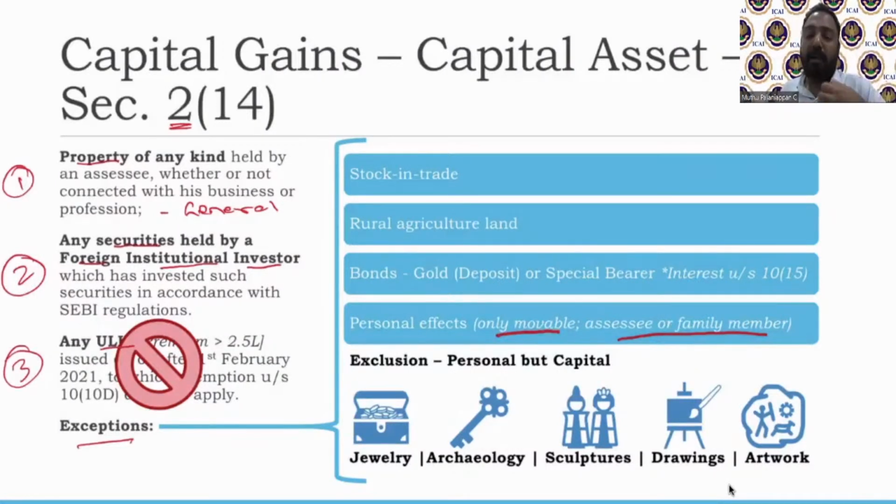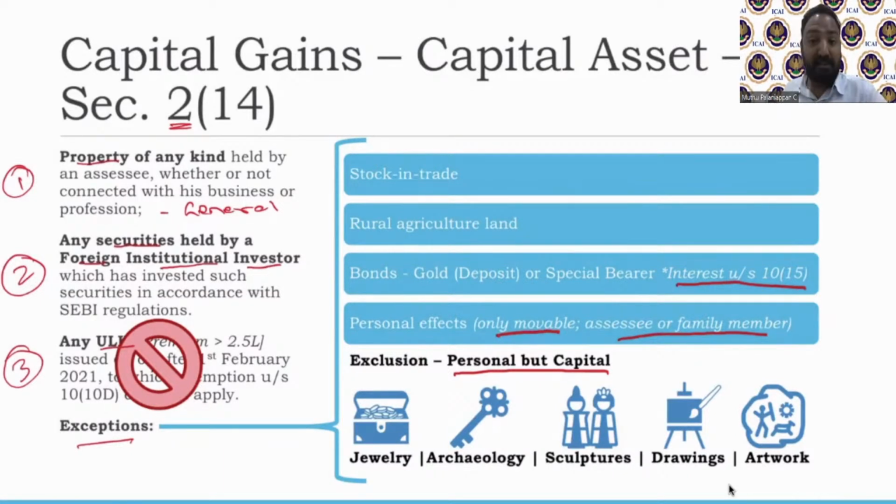And then your drawings. When you say drawings, any art form, it will include not just drawings, any other artwork will be considered your capital asset. It is personal, but still capital. That's what we are trying to say. So we are having an exception in an exception. The exceptions we said: stock in trade, rural agriculture land, bonds, which are your gold bond, gold deposit bond, and special bearer bond. And keep in mind, interest from such bonds is also exempt under section 10, clause 15.